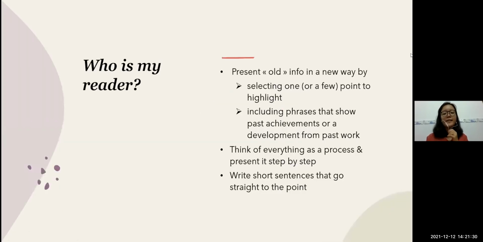So how do we fix this? We can present information in a new way by also including phrases that show past achievements or development from past work, that is, if the project runs for a year or two or over a long period of time, in the periodical report.